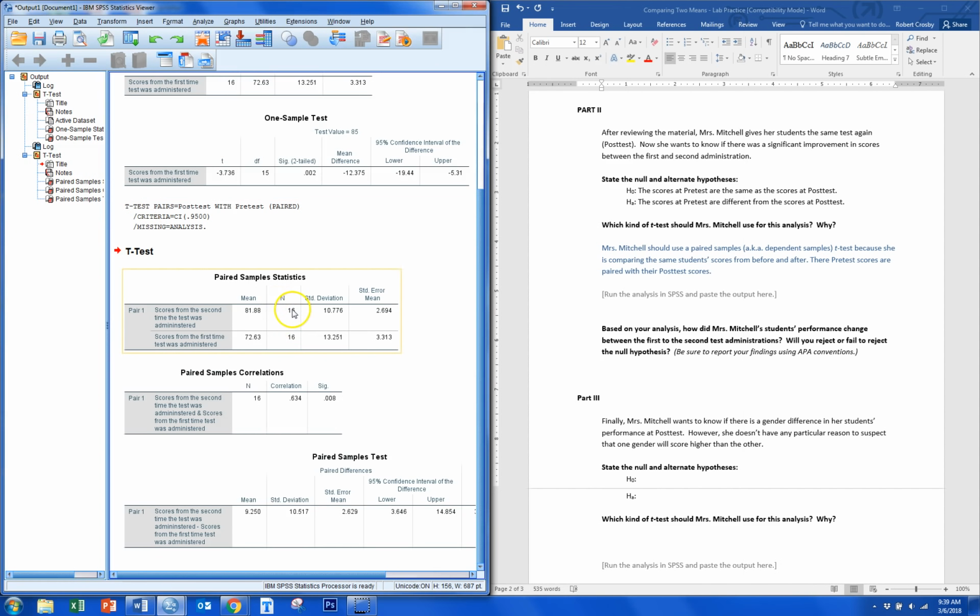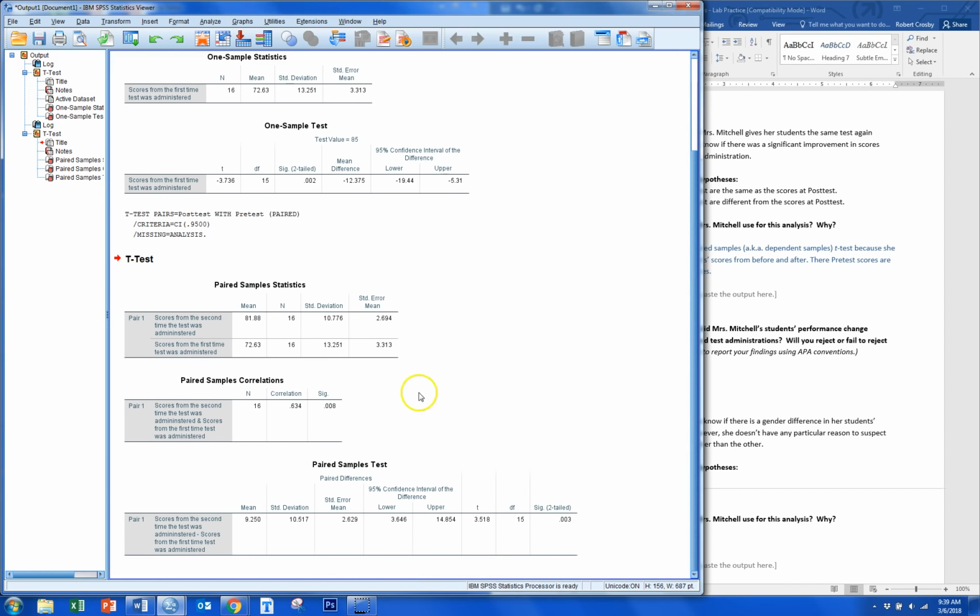Out comes the SPSS output. So we have descriptive statistics first. The scores from the first time it was administered, the mean was 72.63. I'm going to open this up so we can see this a little bit better. 72.63. We already knew that, right? It should be the same as what we had before. The mean from the second time the test was administered was roughly an 82. So scores went up about 10 points. More specifically, they went up 9.25 points. So the scores went up about 9 points.